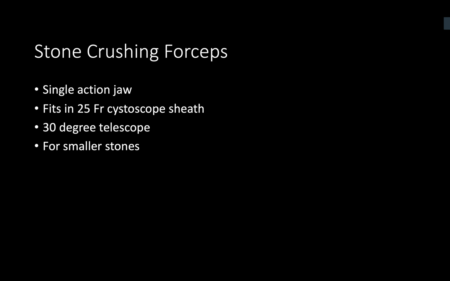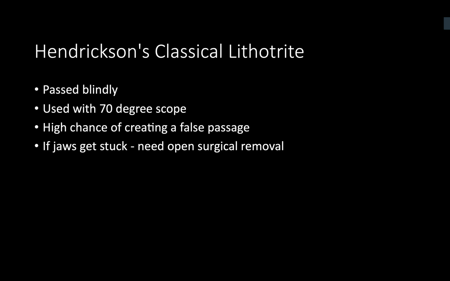It has just got a single action jaw, and it fits in the standard 25 French cystoscope sheath. The only difference is that in Maurmyer's stone punch we have to use the 0-degree telescope, and for the stone crushing forceps you have to use the 30-degree. But it's not popular because it's a bit softer and it can be used only for small stones.